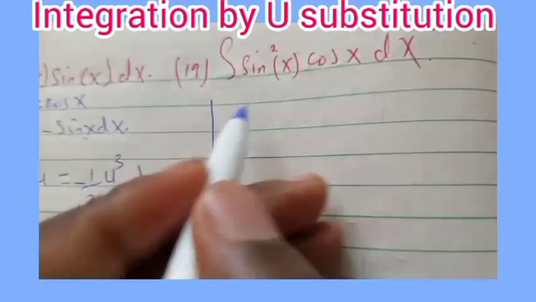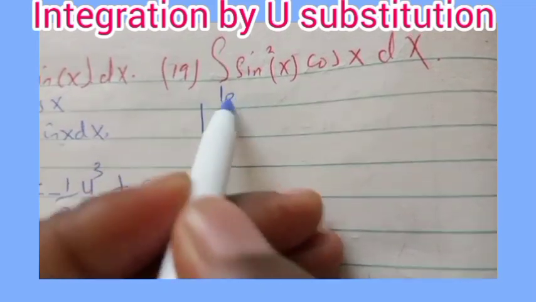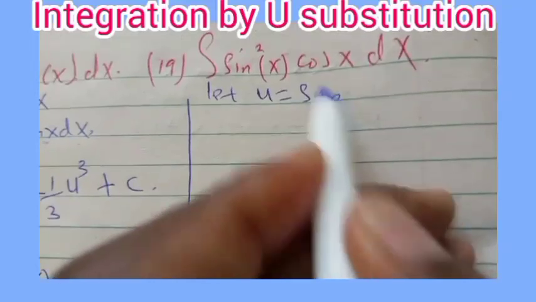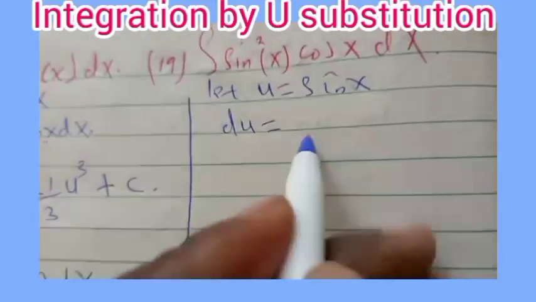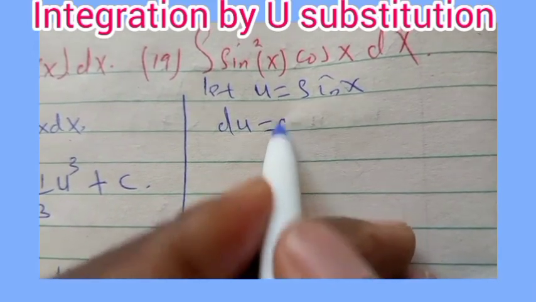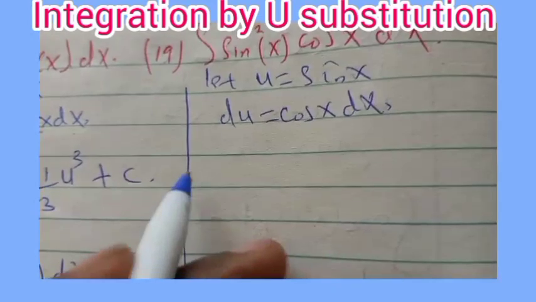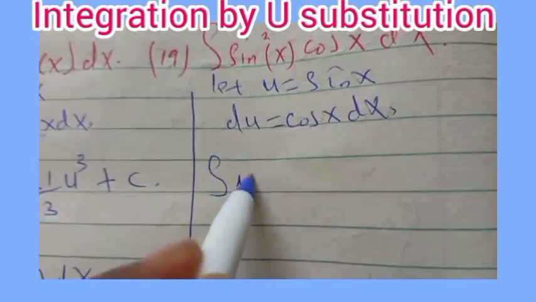So here we are going to let our u be equal to sine of x. Then you differentiate both sides. When you differentiate the sine, it will give you cos of x dx. Then you substitute. Where you have sine, you write u, and u squared.